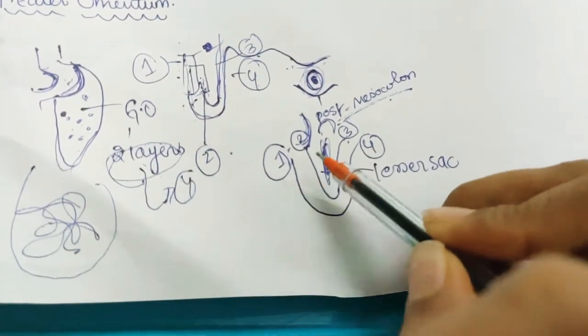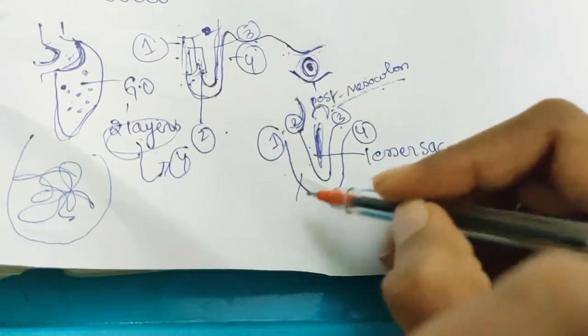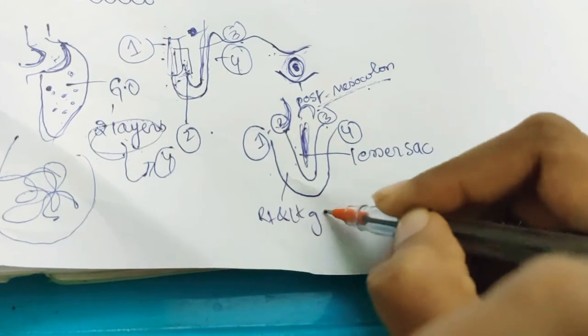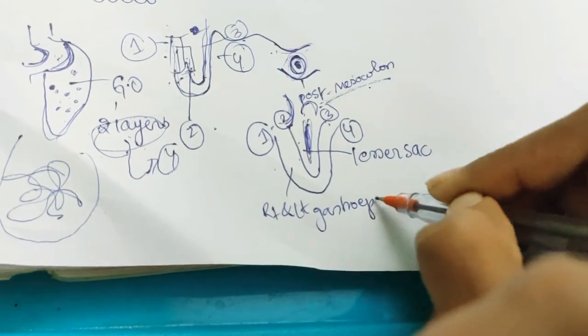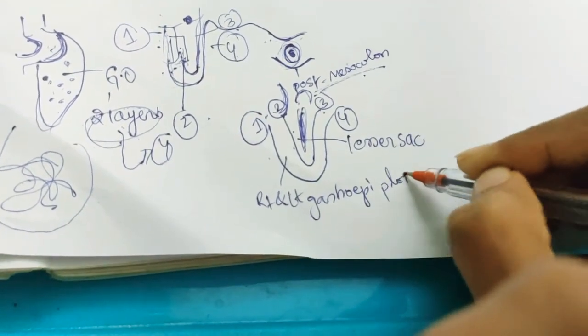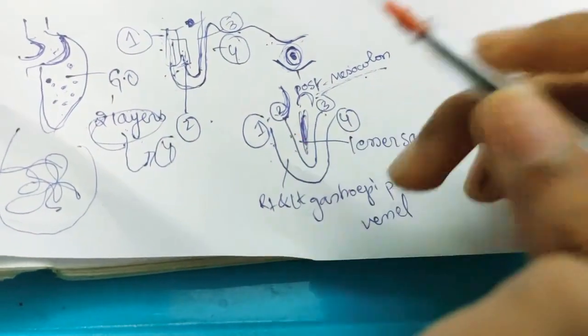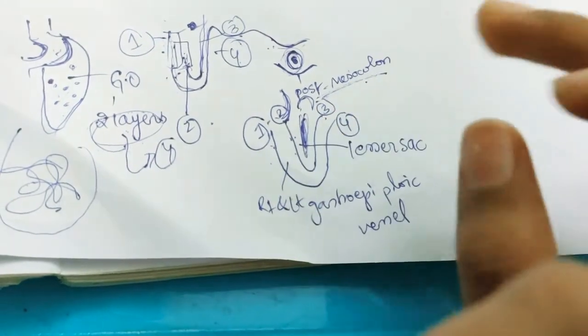Actually, between these 1 and 2 layers of greater omentum, there are right and left gastroepiploic vessels. Gastroepiploic vessels. So they enter here and anastomose here between the first layer and second layer, and also there is some amount of fat which is present over here.